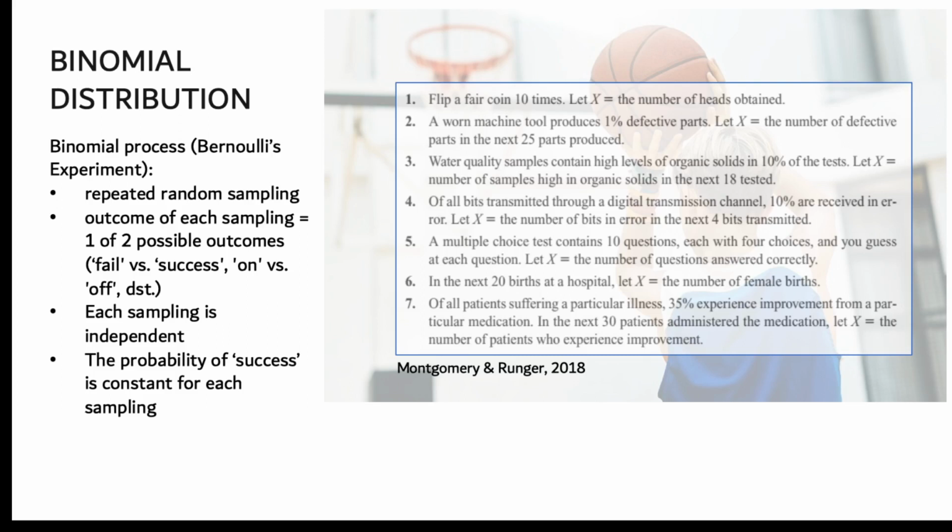etc. Third, each run must be mutually independent, meaning that the result of one run has no effect on other runs. And finally, the chance of success per run is fixed. The box on the right shows some examples of binomial processes in the textbook.